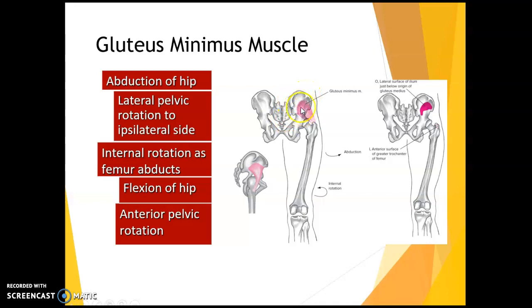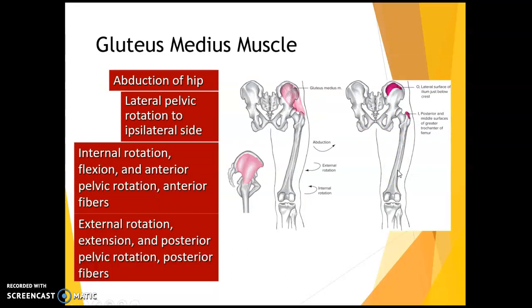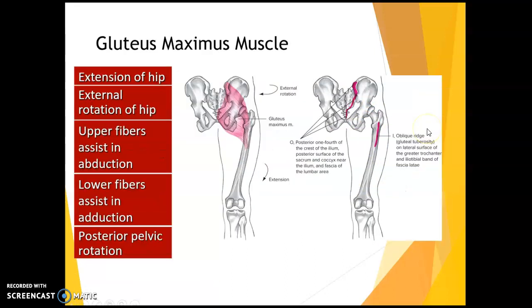So this little guy sits deep to all of those and attaches out here on a lateral aspect of the femur. So it attaches to the greater trochanter. Okay, greater trochanter. This does not attach as much up here on the greater trochanter. It's actually a little bit further down.